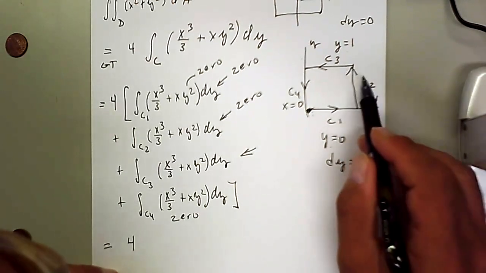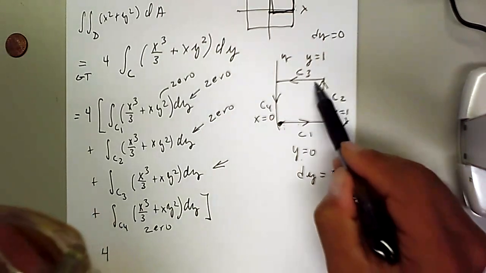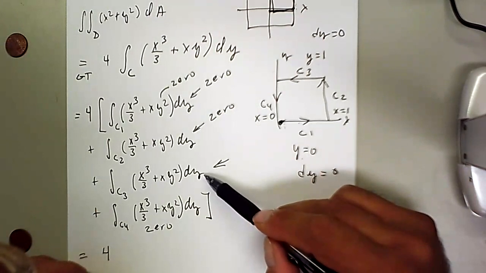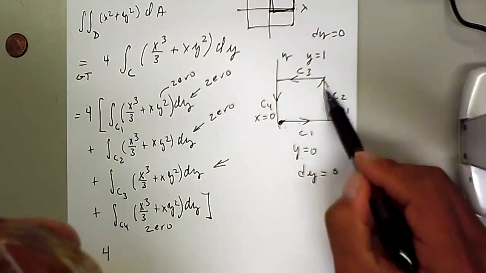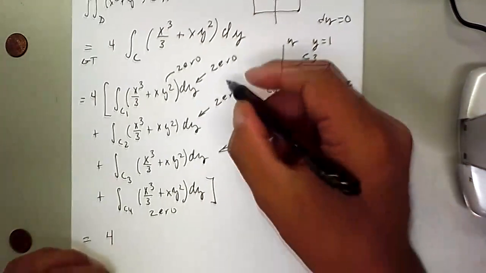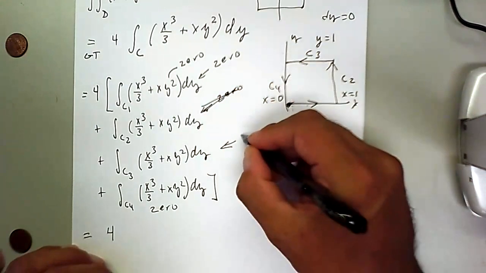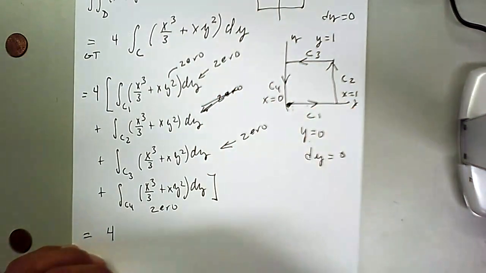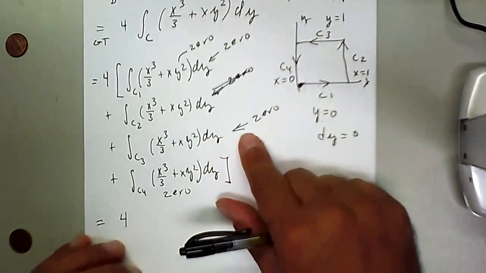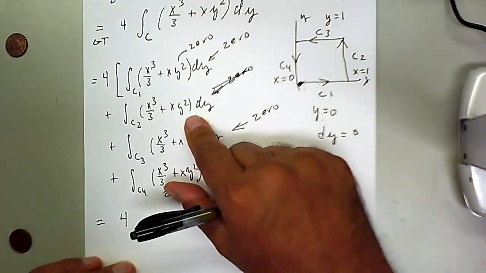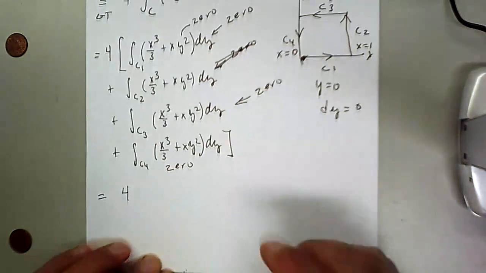Getting myself a little confused here for a moment. This is 1, 2, 3. X is 1 on here, but y changes. Sorry, I did not mean this to be 0. This is the one that is 0, because y is 1 and dy is 0. So that one is the one that is 0. This one is the one that survives. So 0, 0, 0, second one survives.